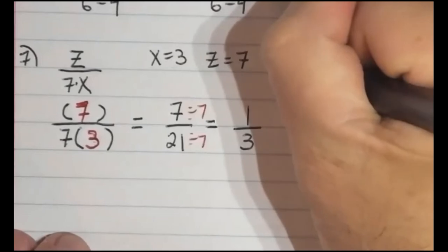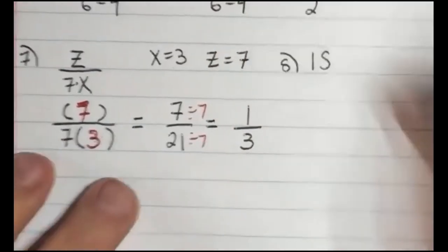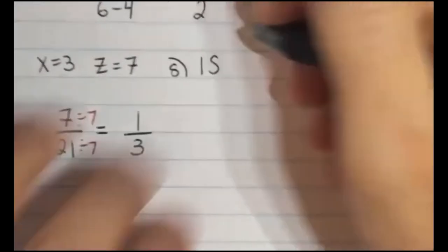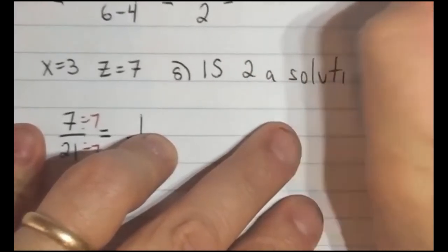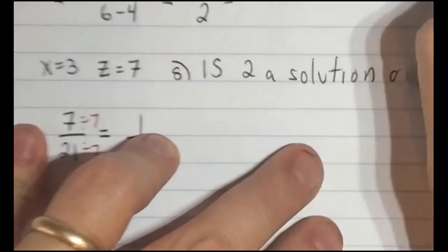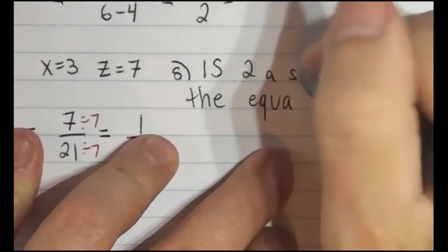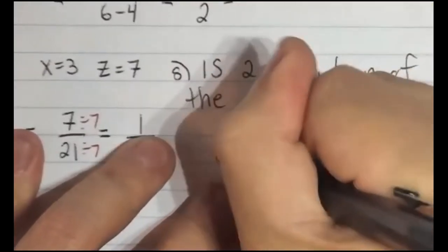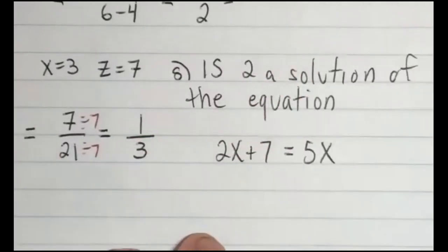All right, another way you're going to see this written is, it'll say, let's see if I can squeeze it in here, is 2 a solution of the equation 2x plus 7 equals 5x.